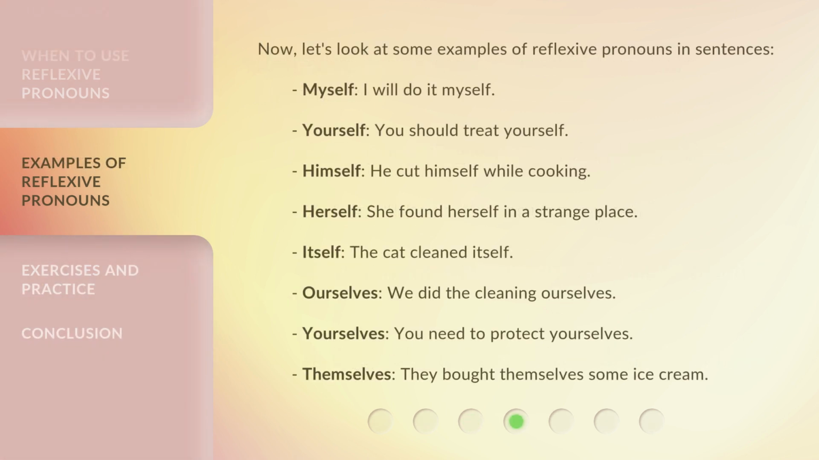Now, let's look at some examples of reflexive pronouns in sentences. Myself: I will do it myself. Yourself: you should treat yourself. Himself: he cut himself while cooking. Herself: she found herself in a strange place. Itself: the cat cleaned itself. Ourselves: we did the cleaning ourselves. Yourselves: you need to protect yourselves. Themselves: they bought themselves some ice cream.